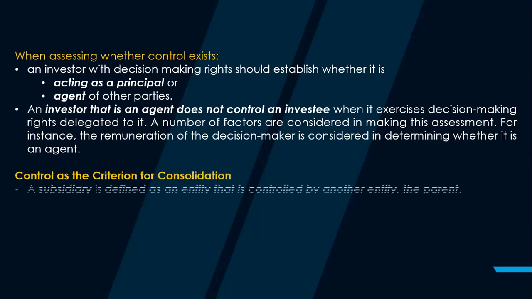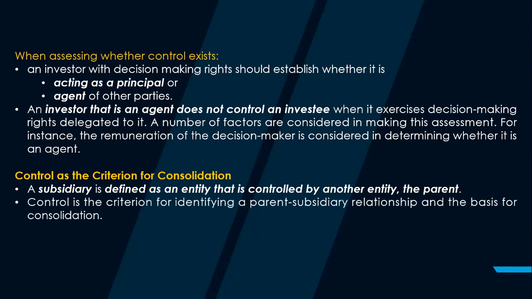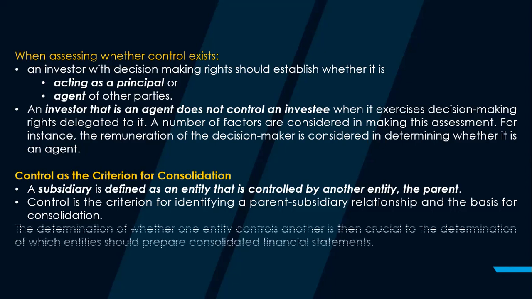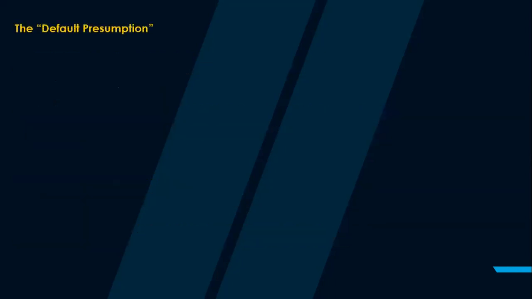Control as the criterion for consolidation. A subsidiary is defined as an entity that is controlled by another entity, the parent. Control is the criterion for identifying a parent-subsidiary relationship and the basis for consolidation. The determination of whether one entity controls another is then crucial to the determination of which entities should prepare consolidated financial statements.